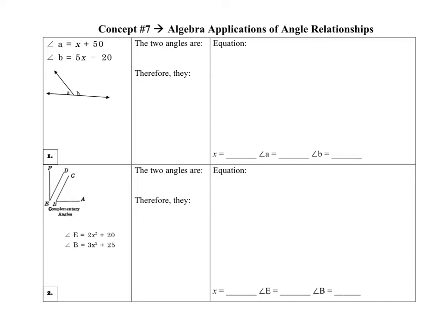So in number one, in this picture, we can see that these two angles are supplementary because they're forming this straight line, right? It's actually a linear pair. You could write either one, linear pair or supplementary. I'm just going to write here that they are a linear pair. And therefore, that means that they add up to 180 degrees. So that tells us what our equation needs to be.